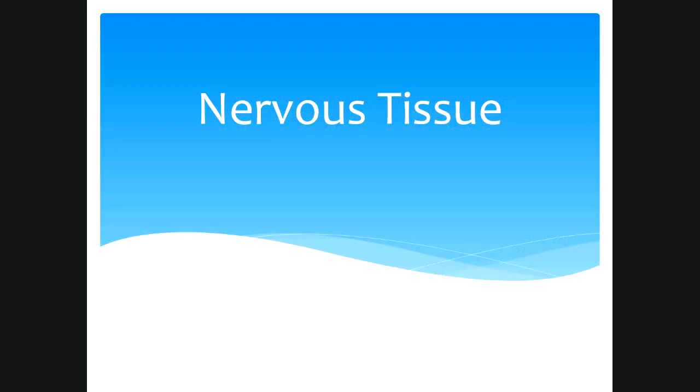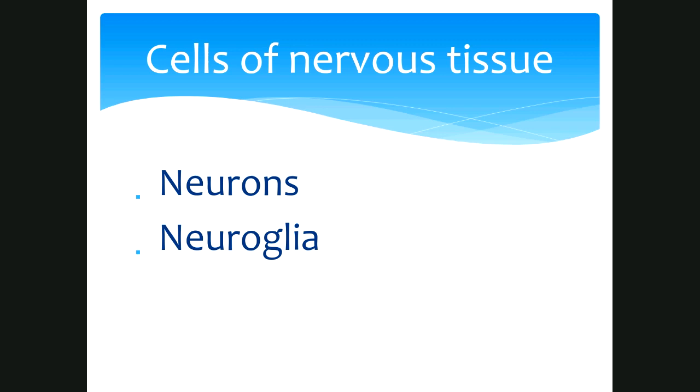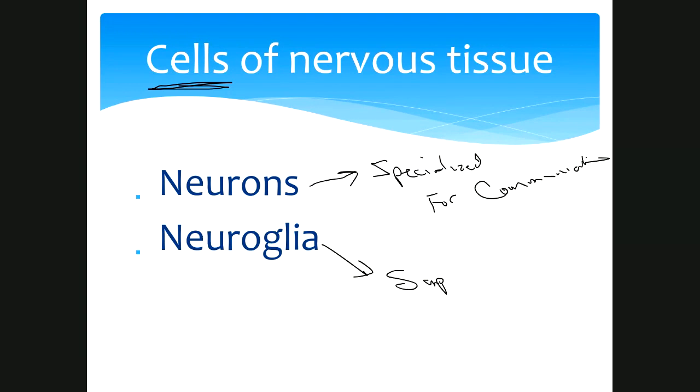And then the last tissue we have is nervous tissue. Nervous tissue has two different types of cells in it. It has these cells, which are very specialized, and they're the ones that do what the nervous system does. They're specialized for communication. In other words, they can talk to each other and to other cells. These are support cells, so they don't do that. These are helper cells. They support and provide nourishment and things like that to the other cells. So we have neurons, which are the specialized ones, and neuroglia, which are the support cells.